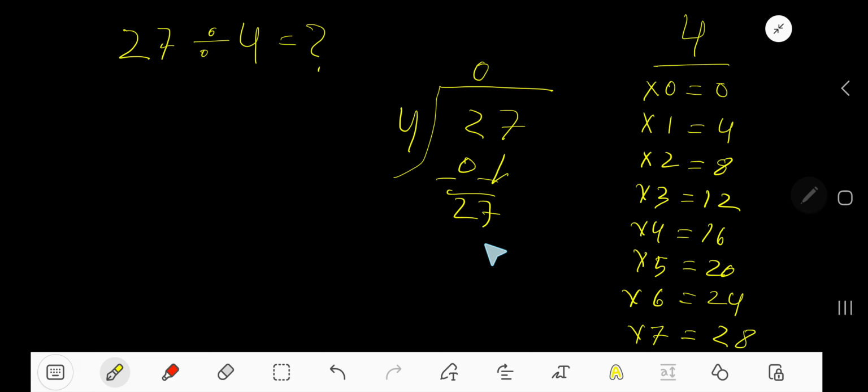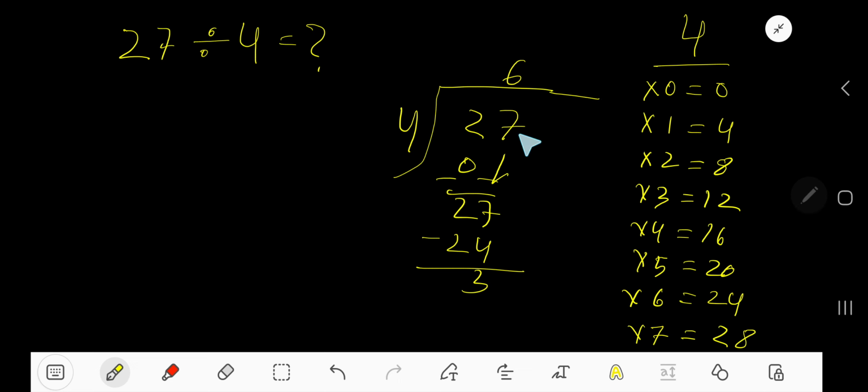4 goes into 27 how many times? 4 times 7 is 28, which is greater, so 6 times. Write 6. 6 times 4 is 24. Subtract, you are getting 3. This will be our remainder. Our answer is 06, meaning 6, remainder 3.